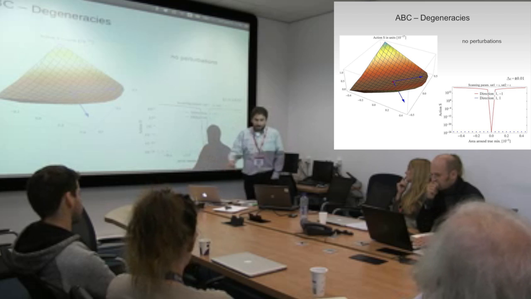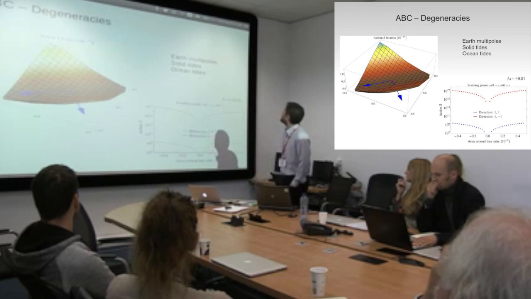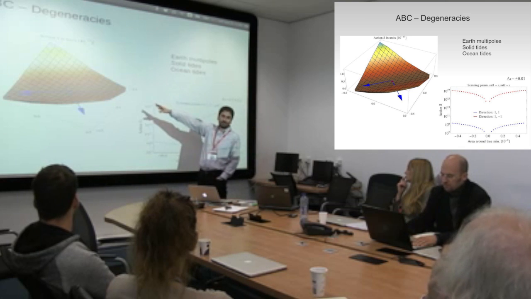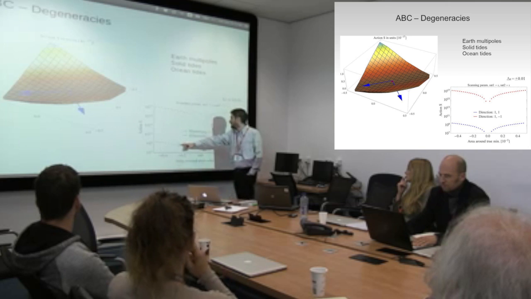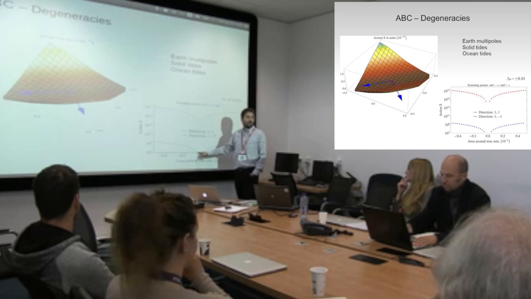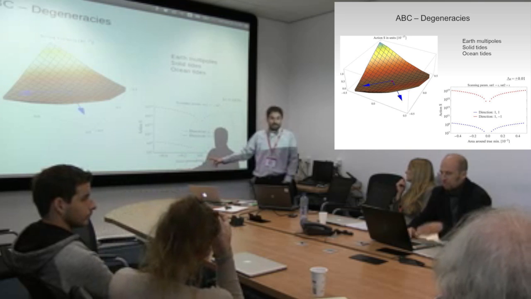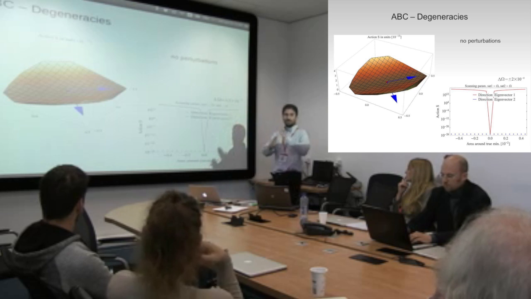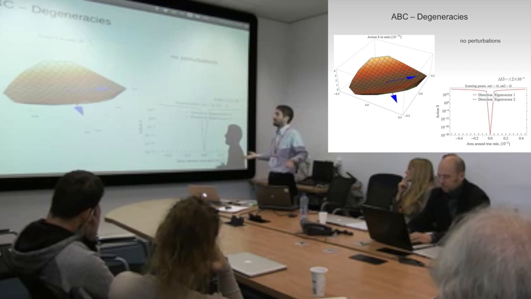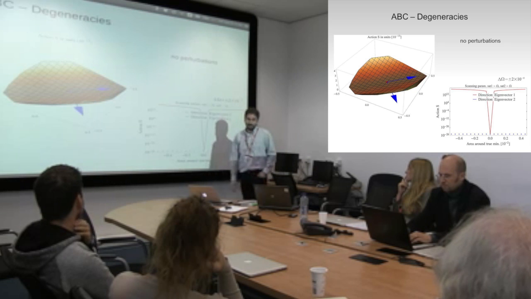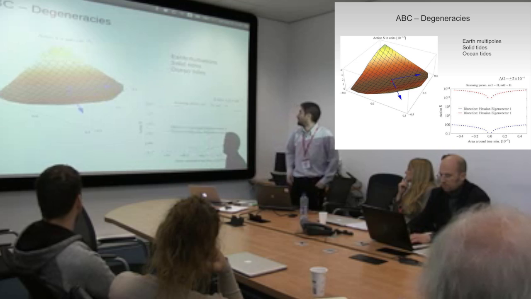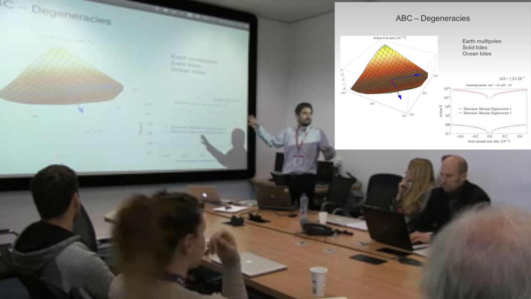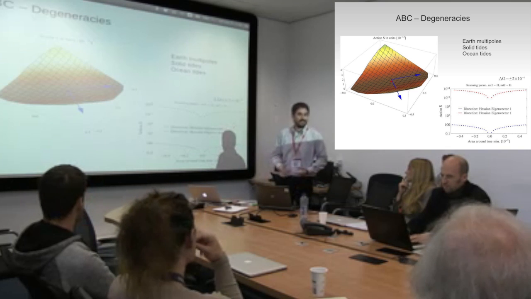Now the same plot, if we include the multipoles and tides. On the image it looks flat, but when you actually try the numbers, you see that you no longer have a degeneracy. Another example is for the line of ascending node. You take the orbit and move it like this. The same thing happens. You have degeneracy, and as soon as you include the perturbations, it's gone. So the perturbations are actually a good thing for ABC.